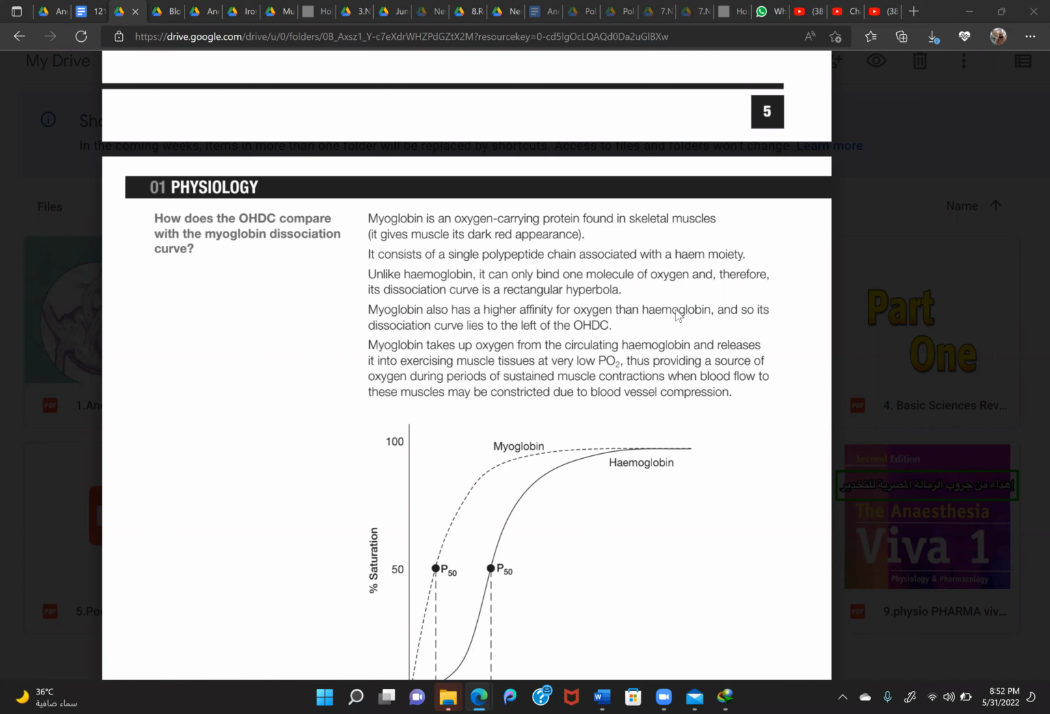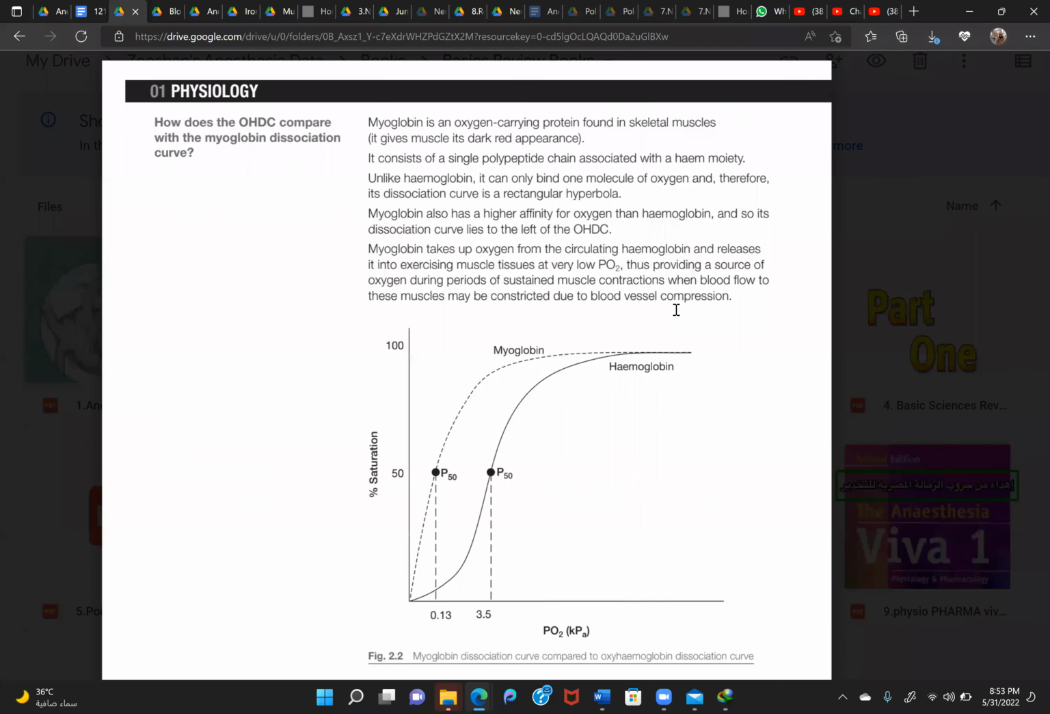So myoglobin also, sorry, even seizures can cause it. How is it related to status epilepticus? Yes. So it has a high affinity for oxygen, and so its dissociation curve lies to the left of the oxygen hemoglobin dissociation curve. That's what is here.